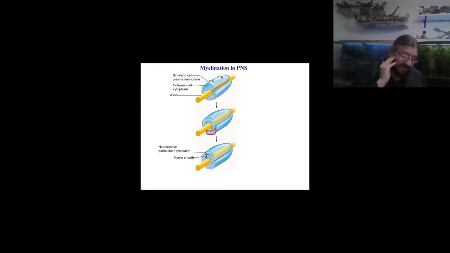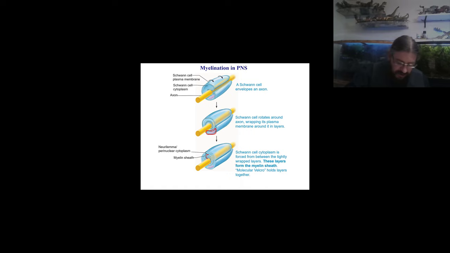So a Schwann cell envelops an axon, rotates around the axon, forming layers, and the cytoplasm is forced from between the tightly wrapped layers, forming the myelin sheath, and a molecular interaction just holds the layers together. So it doesn't unwind due to a little molecular interaction. Sometimes you could refer to it as a sort of molecular Velcro. Not the most anatomical of descriptions, but there you go.